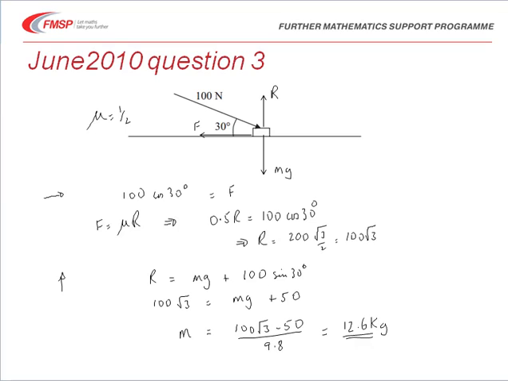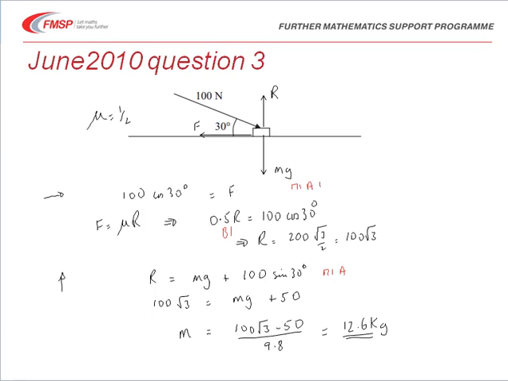Well, looking at the mark allocation then for this, there was an M1 A1 mark for the resolving horizontally and saying that the forces equated to 0. A B1 mark then for getting F is a 1/2 R, so no method required there.